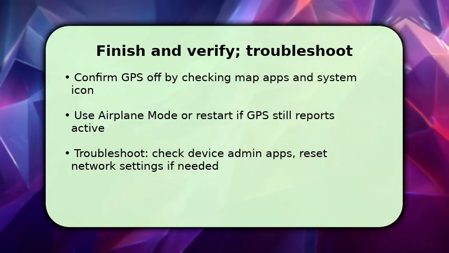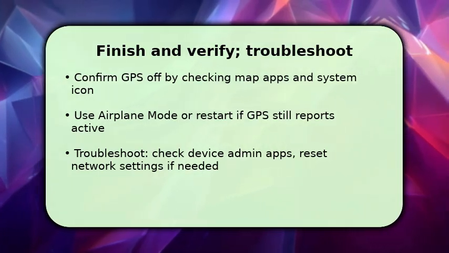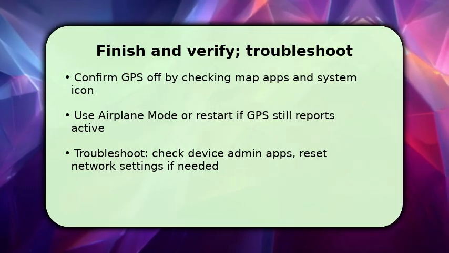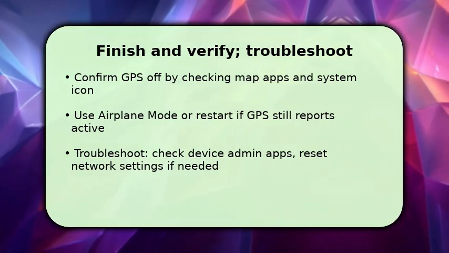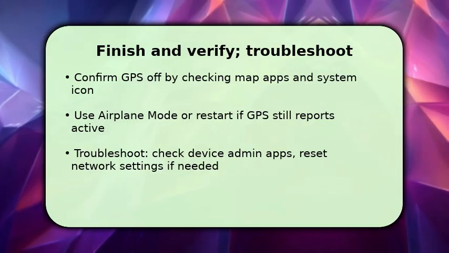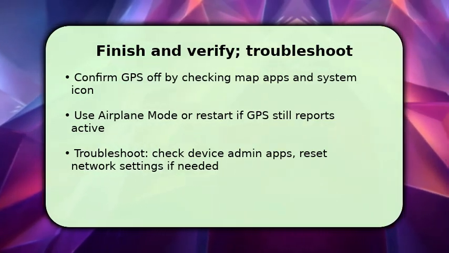cached services. If GPS remains active, check Device Administrator apps and any security or carrier apps that can control location. As a last resort, reset network settings to clear corrupted location.